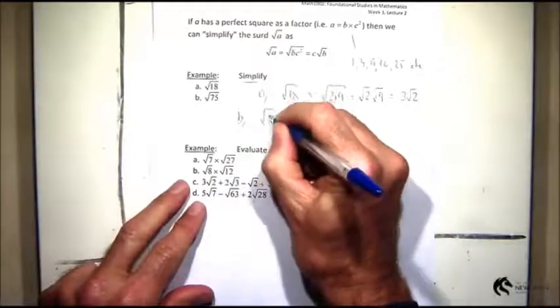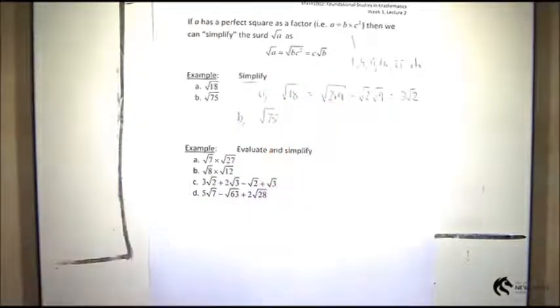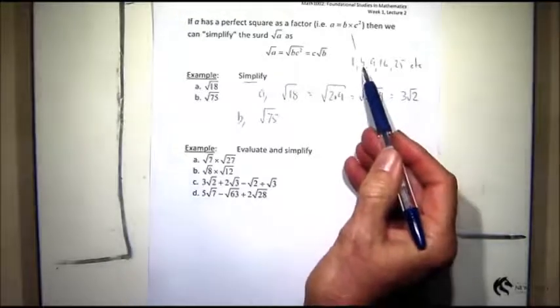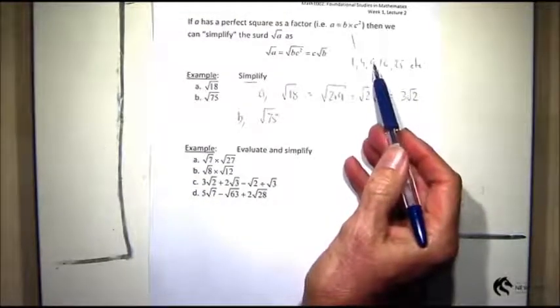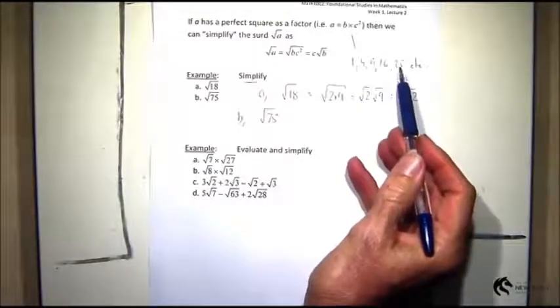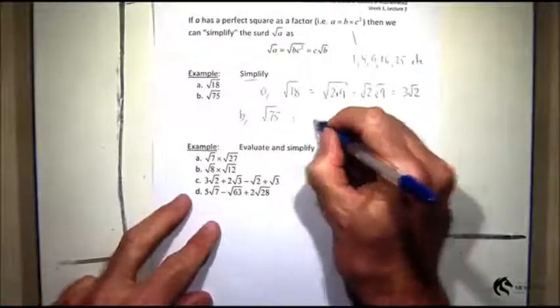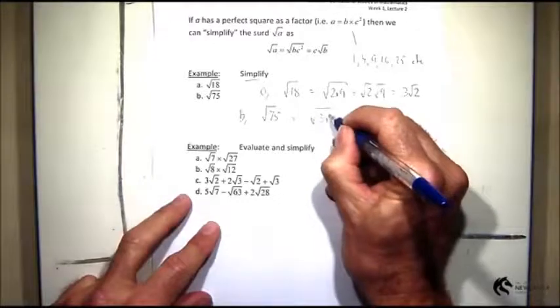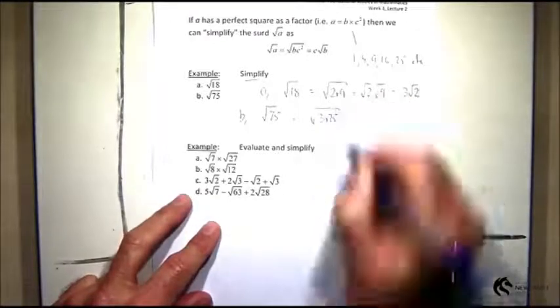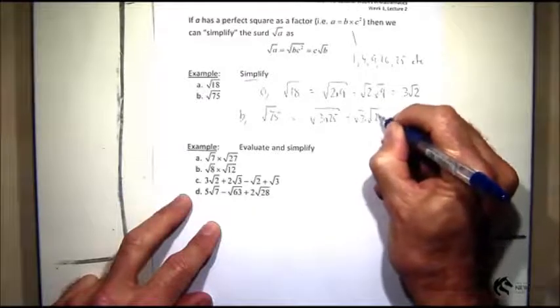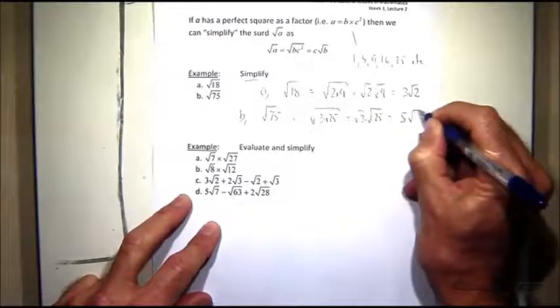Likewise, the square root of 75. Again, I'm looking, does 4 go into 75? No, it doesn't. Does 9 go into 75? No. 16? No. But 25 does. So in here, this is the square root of 3 times 25, which becomes the square root of 3 times the square root of 25, and so that becomes 5 root 3.